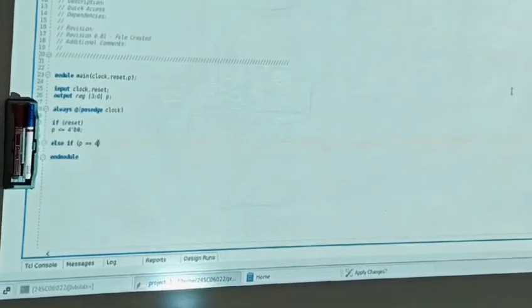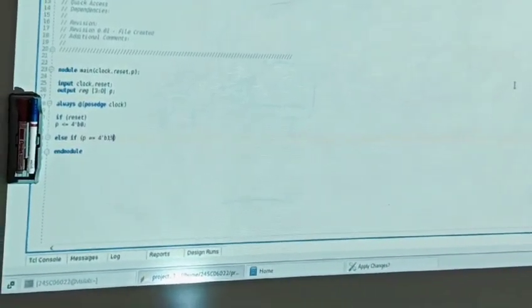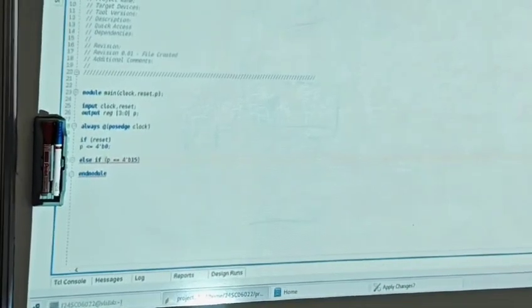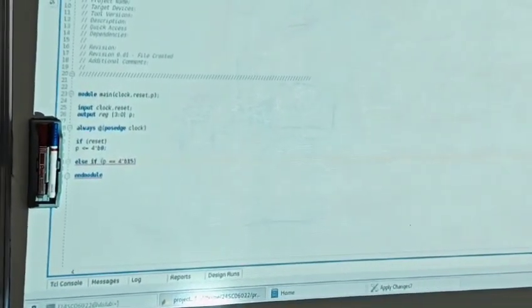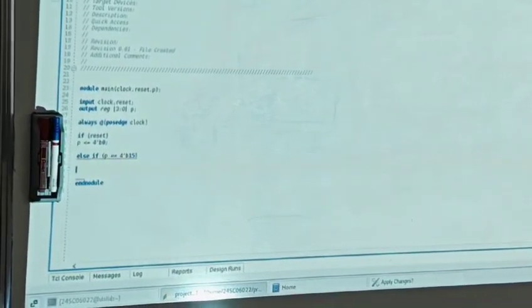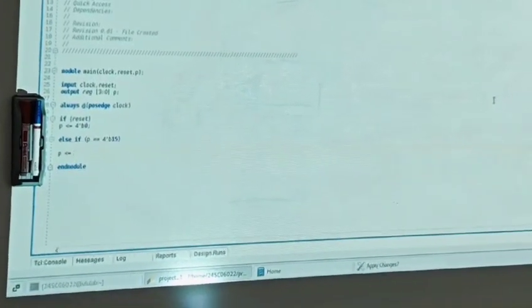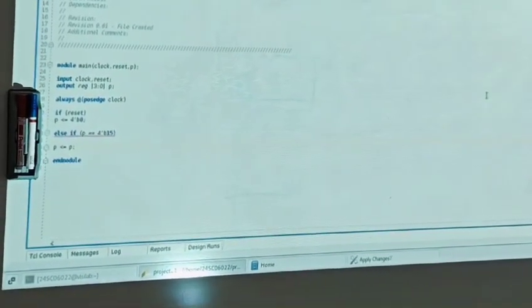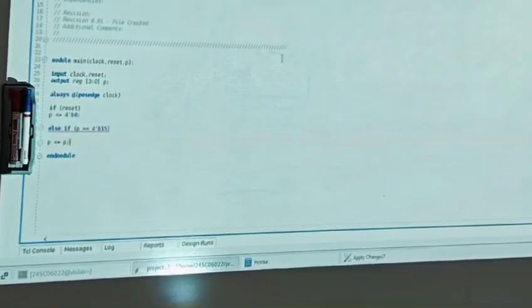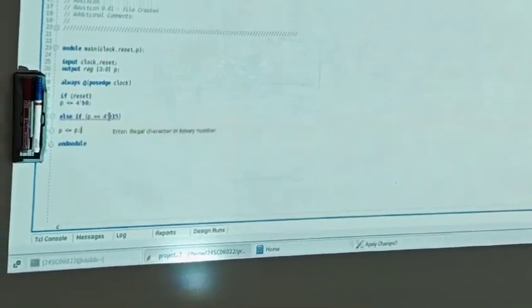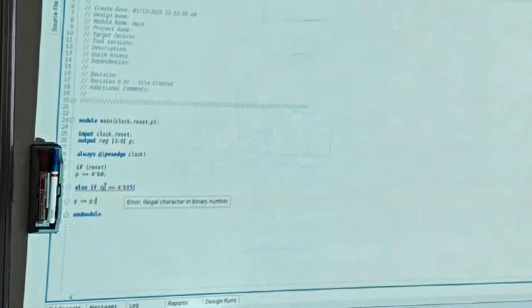After that, you are declaring the output of the counter, which is a 4-bit wide counter. So output, then since it is the output of a flip-flop, we have to mention it as reg. Output reg bracket 3:0, then P, again a semicolon.